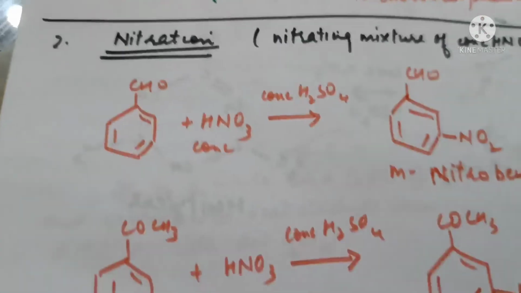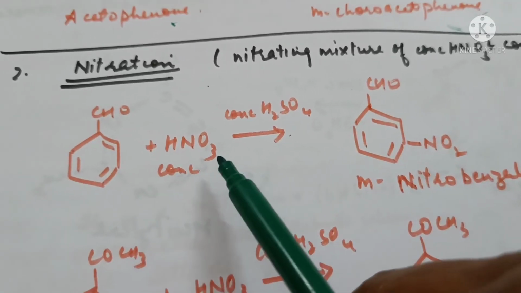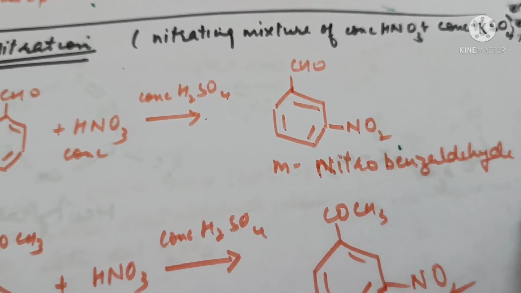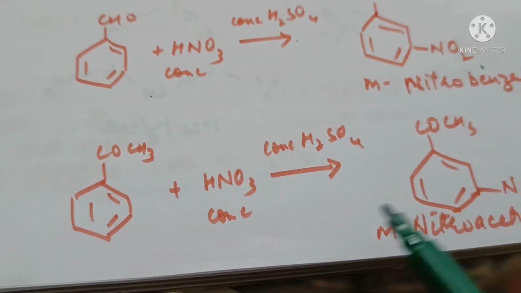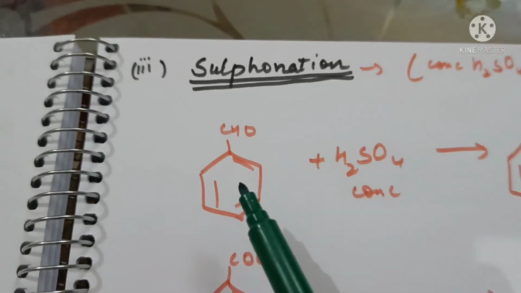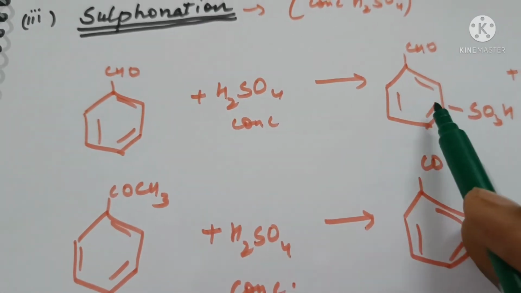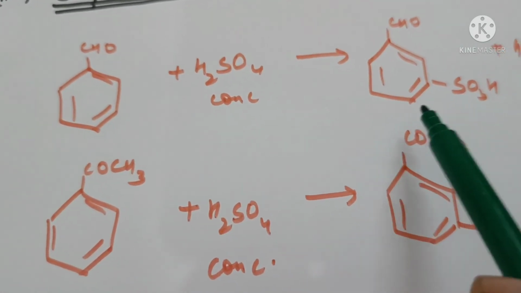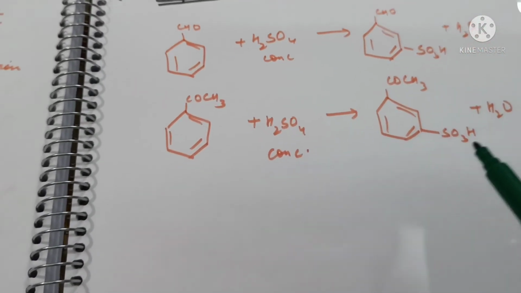Similarly, acetophenone will combine with chlorine in the presence of ferric chloride to form metachloroacetophenone and HCl. And when treated with a nitrating mixture of concentrated nitric acid and sulfuric acid, the nitro group gets attached at the meta position. Metanitrobenzaldehyde will be formed with benzaldehyde, and metanitroacetophenone will be formed with acetophenone. Similarly, on reacting with concentrated sulfuric acid, benzaldehyde will form the meta-sulfonic acid derivative, and acetophenone the corresponding meta product. These products will be formed.